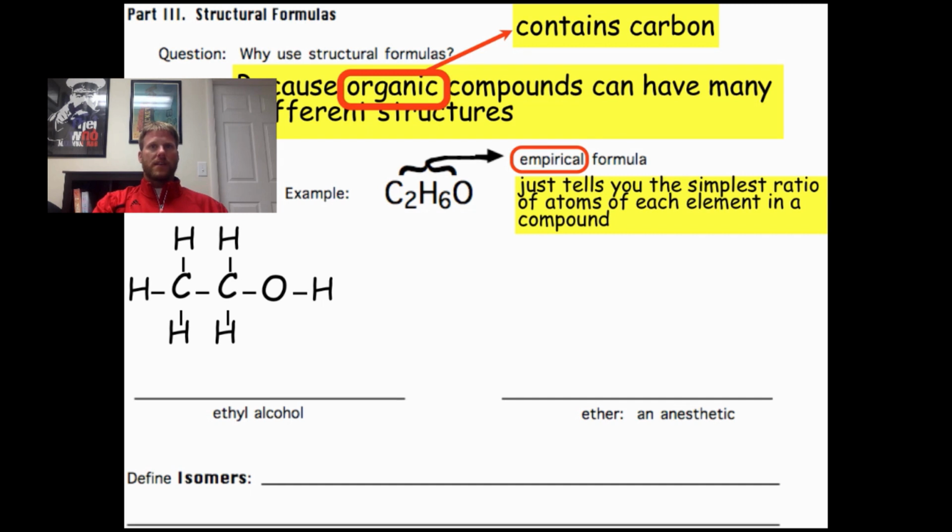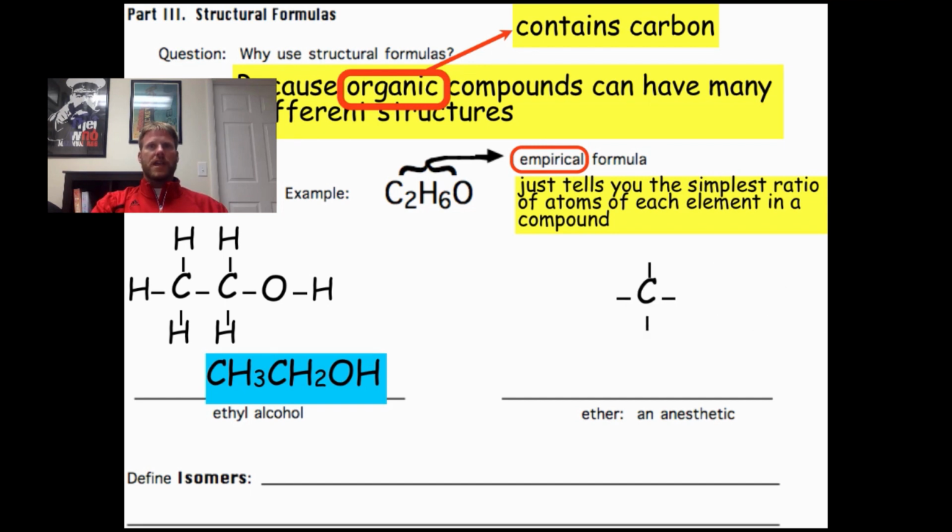Another way to write this is CH3CH2OH. Hopefully you can see how this sort of breaks the compound into segments. Writing the chemical formula this way gives you more information about the compound compared to writing C2H6O. Now let's look at a different structure for C2H6O, ether.